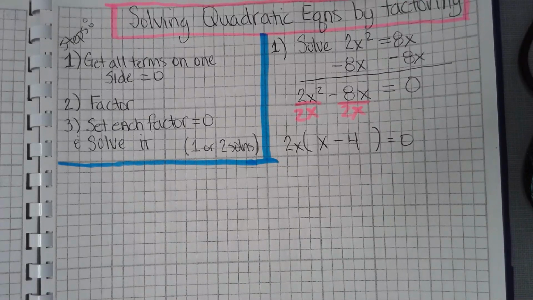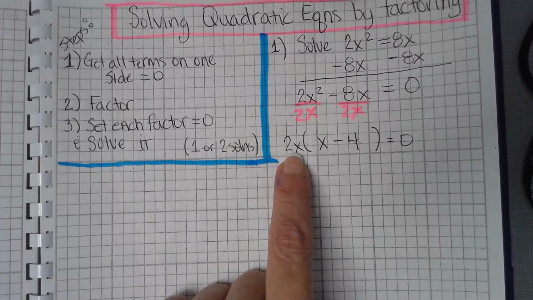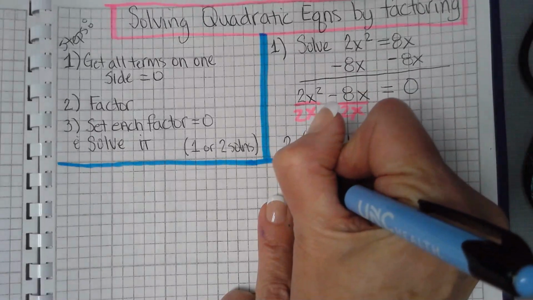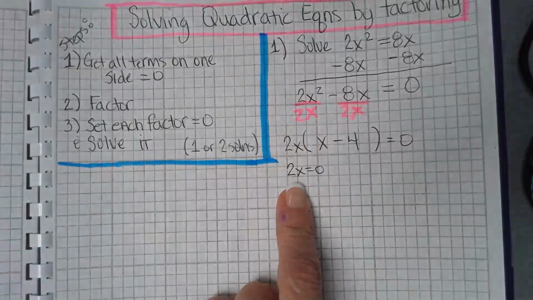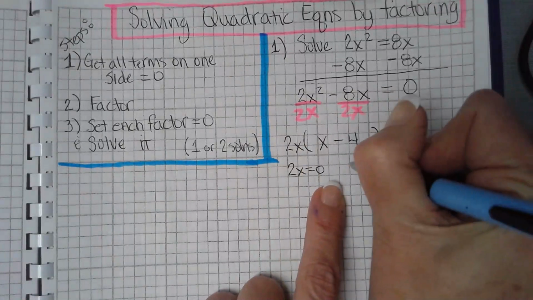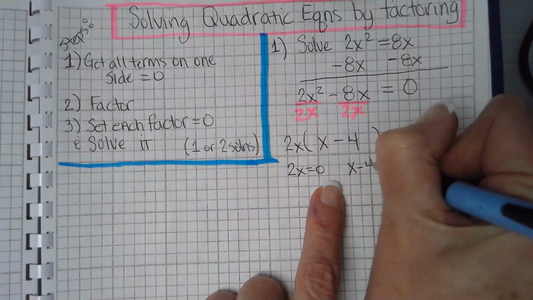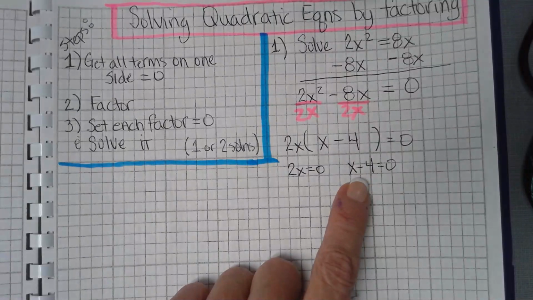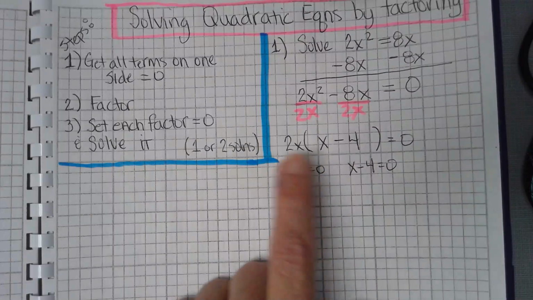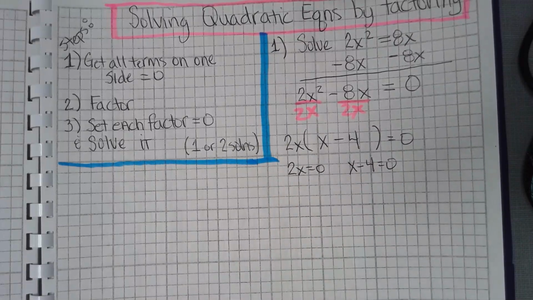Set each factor equal to 0. Don't forget, y'all, this little guy out here in front is a factor. So we are going to set 2x equal to 0. That's one of my factors. We are going to set x minus 4 equal to 0. And notice I dropped my parenthesis because it's just going to confuse you. One of my factors is x minus 4. I set it equal to 0. One of my factors is 2x. I set it equal to 0.